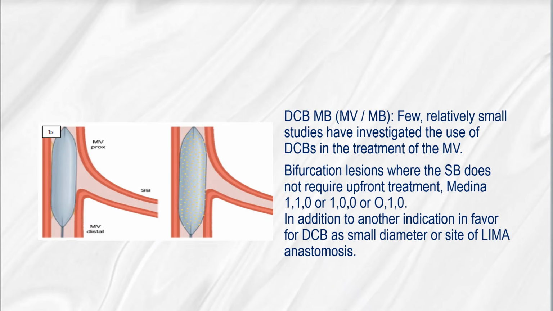Studies investigating the use of drug-coated balloon strategy in the main vessel main branch are few. They include bifurcation lesions in which the side branch is not involved, usually done if there is another indication in favor of drug-coated balloon, such as small diameter sized arteries.